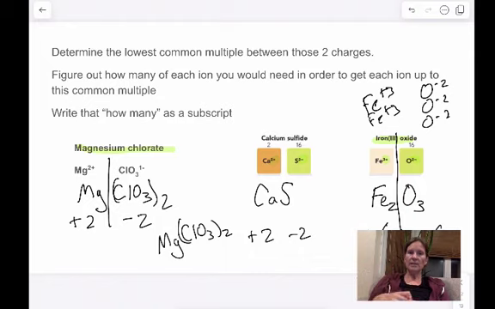So that's an overview of ionic formula writing from the name. Go ahead and do the quiz and have a nice night.